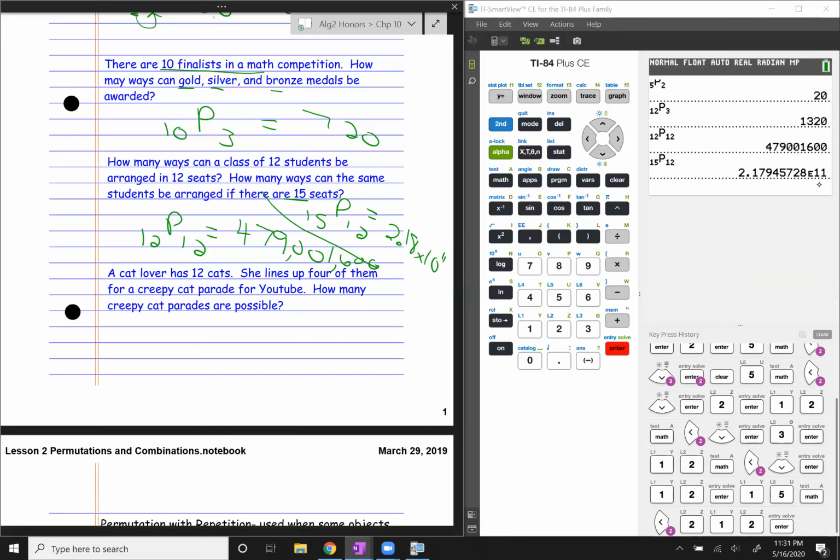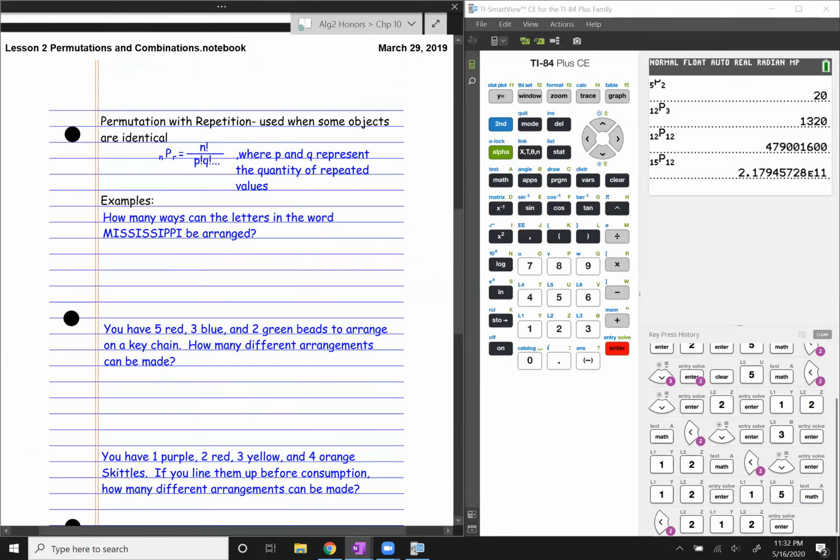We are dealing with scientific notation when your calculator shows that. All right, Cat Lover has 12 cats. She lines up 4 of them for a creepy cat parade on YouTube. Don't lie, you've seen them before too. How many creepy cat parades are possible? So 12, the order matters for a parade. We're going to put 4 of them in there, and then we'll get our final answer. It's 11,880. Enjoy.